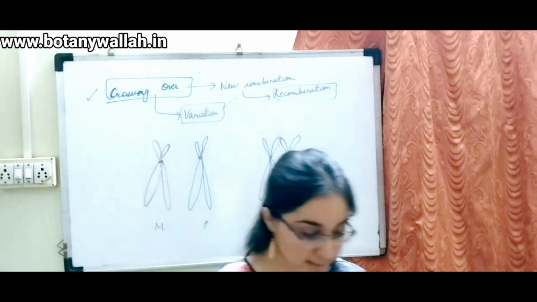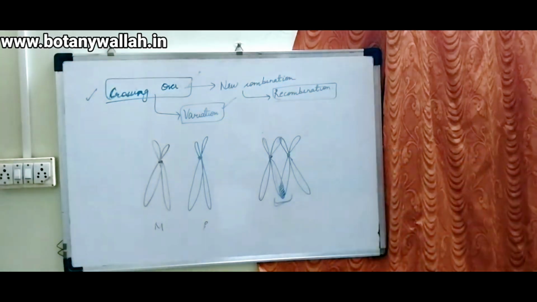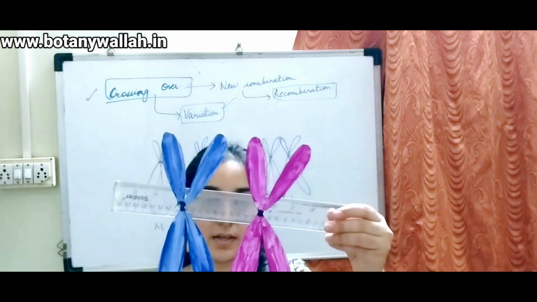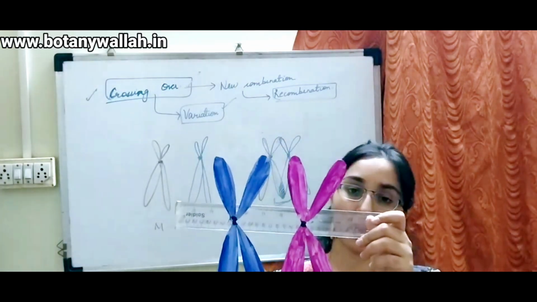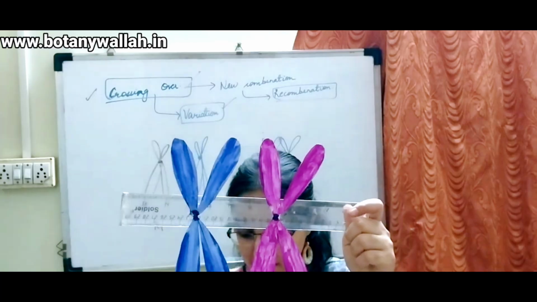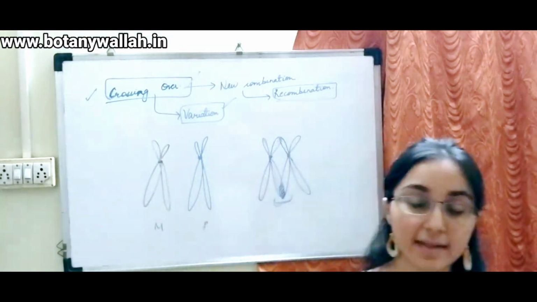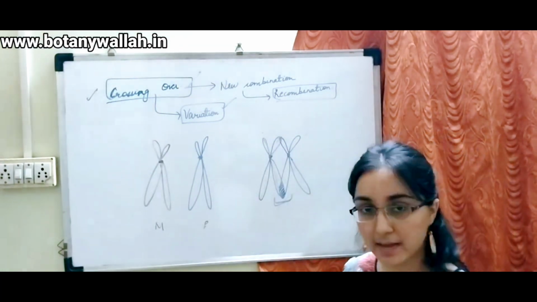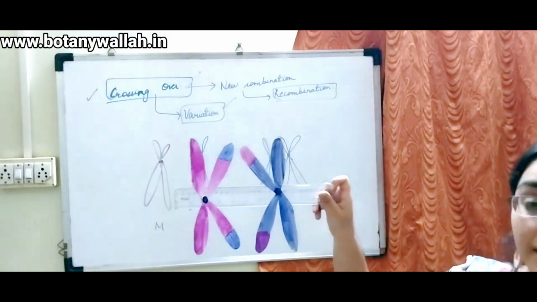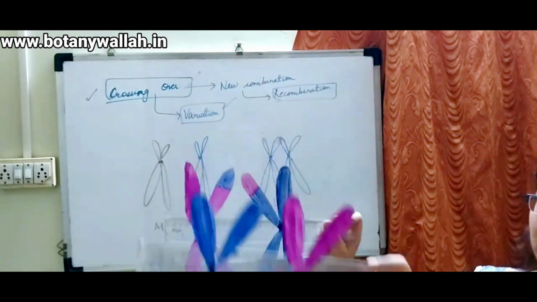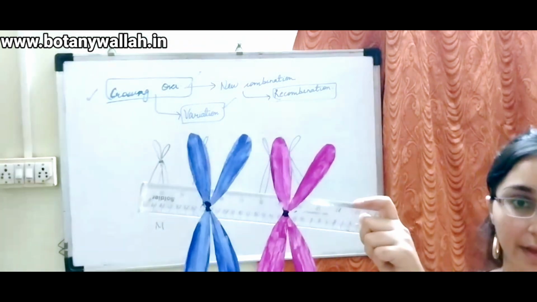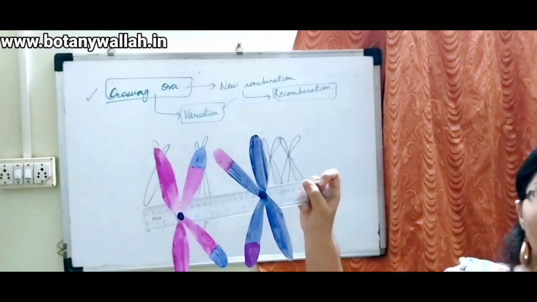The crossing over process. I will show you crossing over with the help of this model. So this is crossing over. First they will pair. In meiosis 1, both homologous chromosomes will pair. Afterwards, as they pair, they will attach like this. Then there will be this thing. So this was the first condition and this is the next condition. This was just pairing and holding each other, and then there will be crossing over.